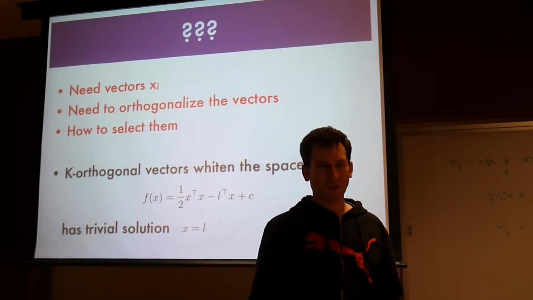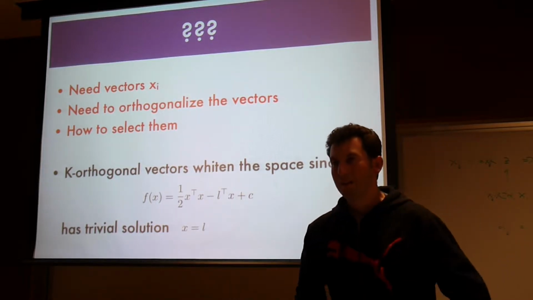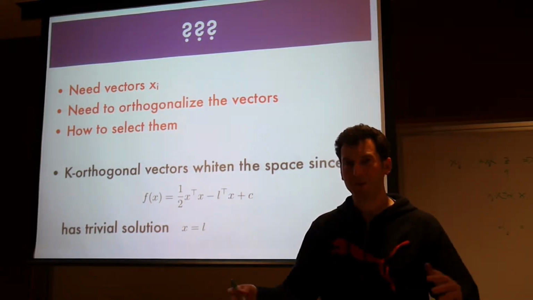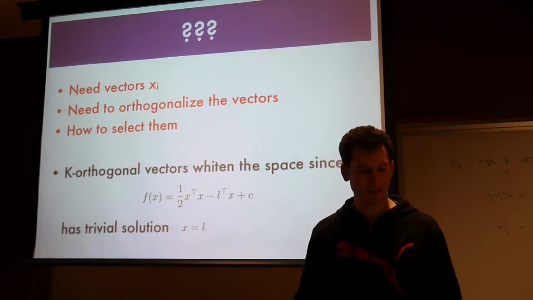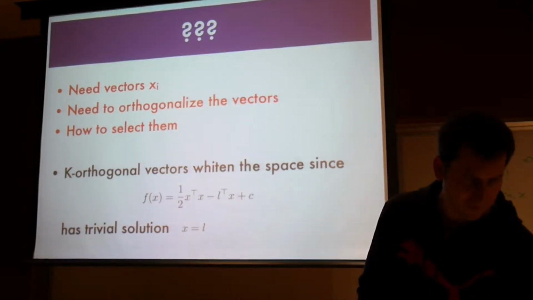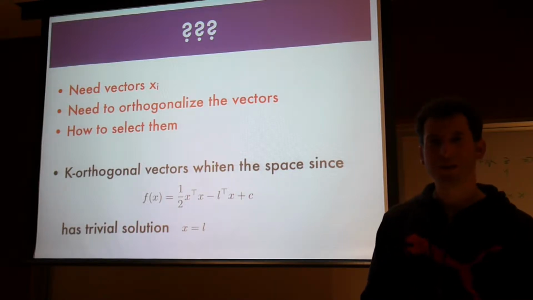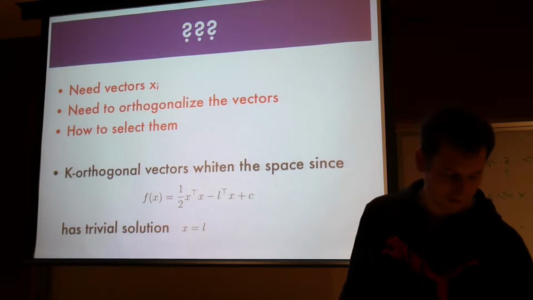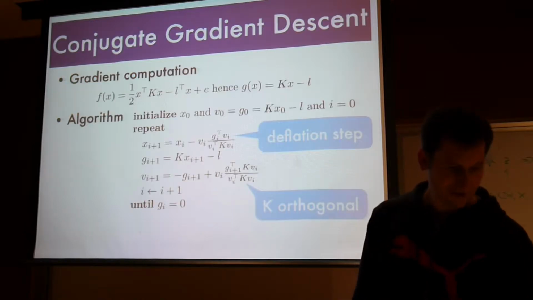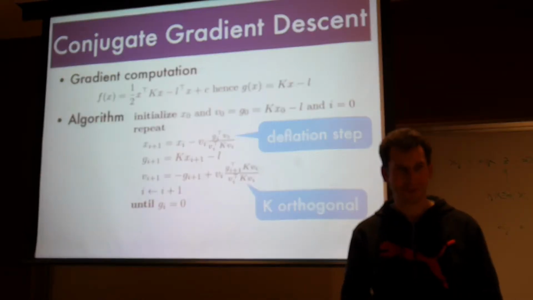And what conjugate gradient does is it automatically, it's basically a Gram-Schmidt orthogonalization procedure that I do iteratively as I go through the data. Who has seen conjugate gradient before? Okay, that's actually fewer than I had thought. So this is actually new for some in the audience. That's good.